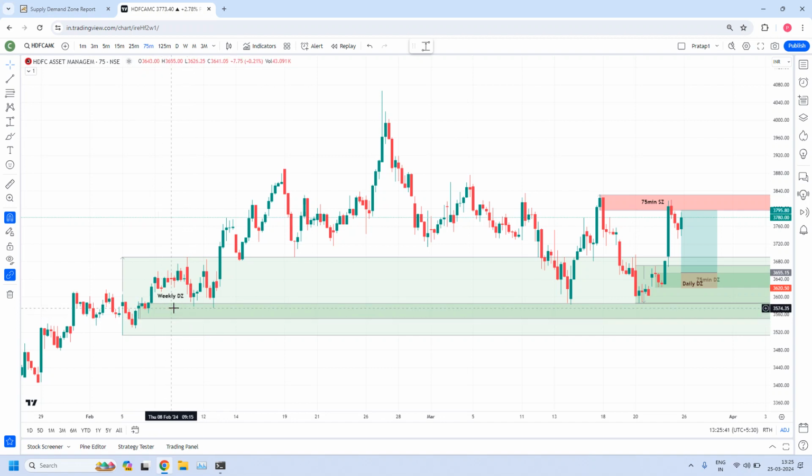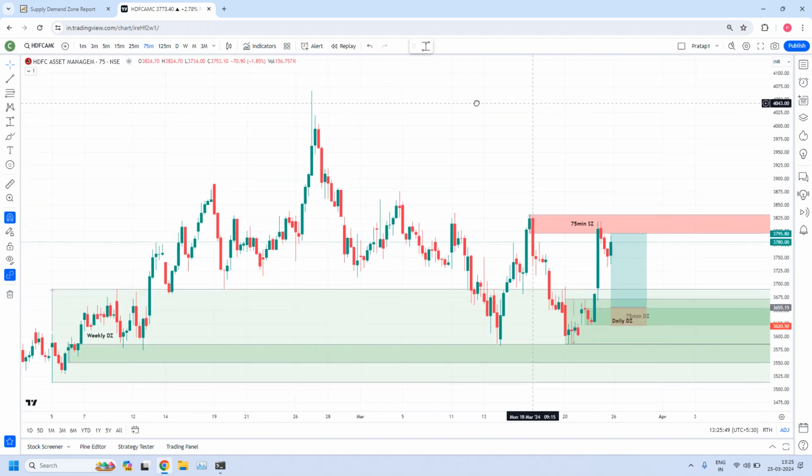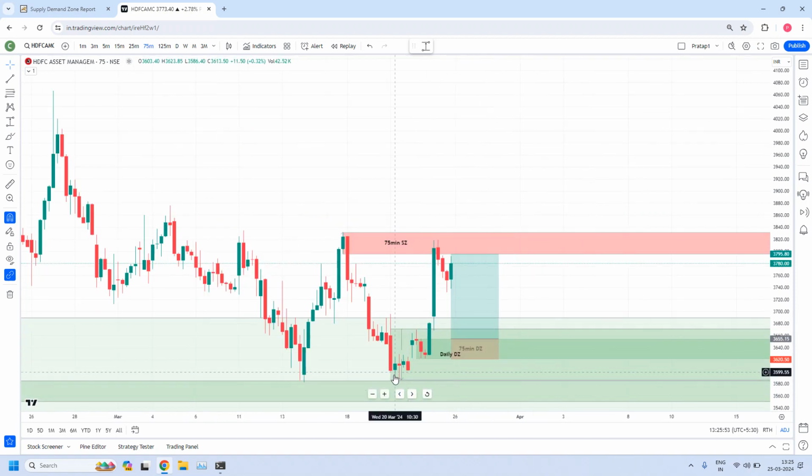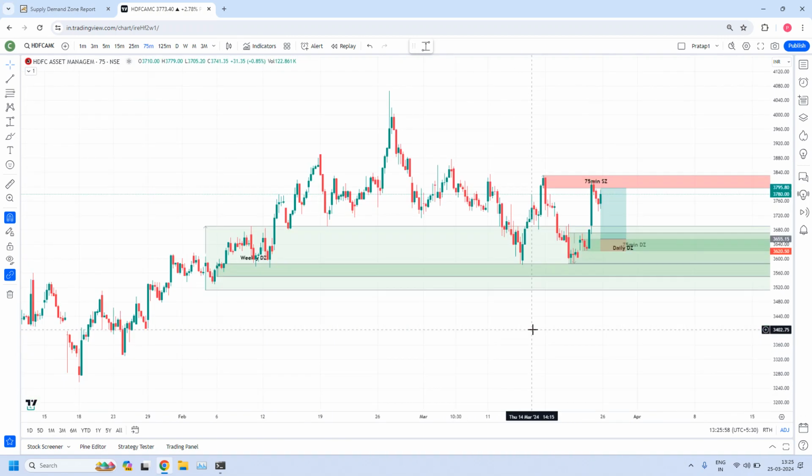This is another 75-minute zone. See, every time it is picking the orders from this zone and again moving up. See the move? Again picked up the orders from this zone. Again there is a move. Again they picked up the orders from here recently, the zone that is created. The daily zone is created from this zone.